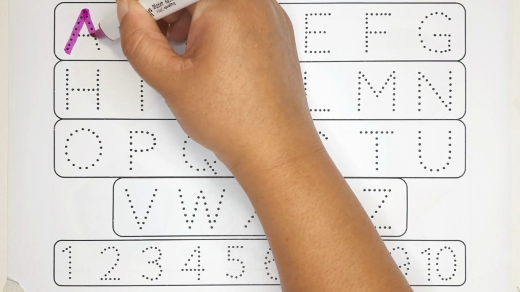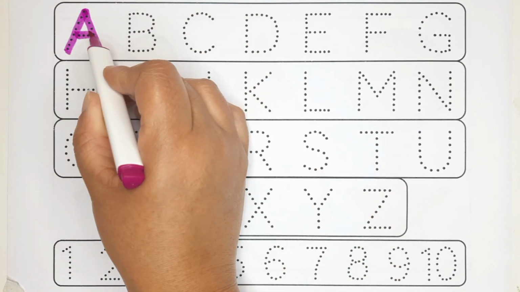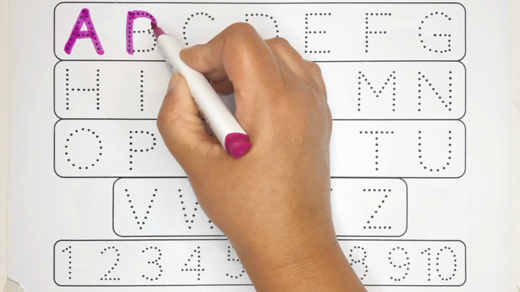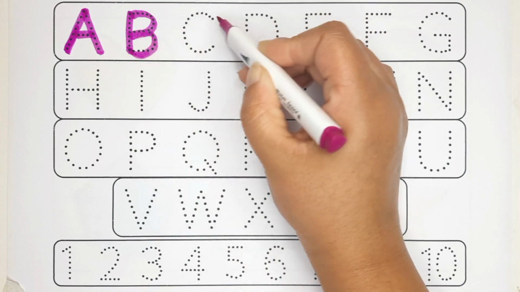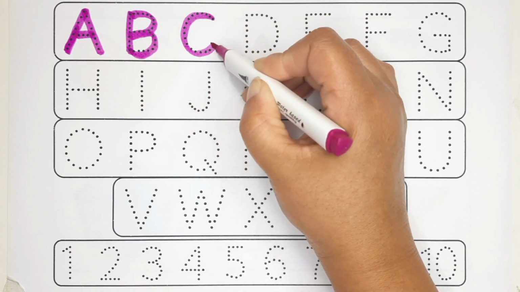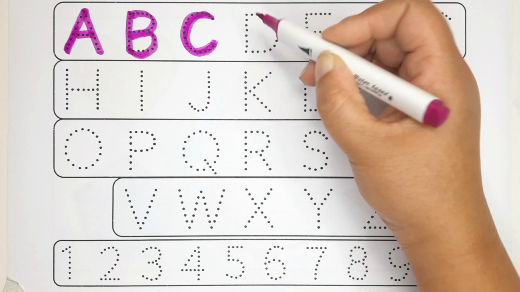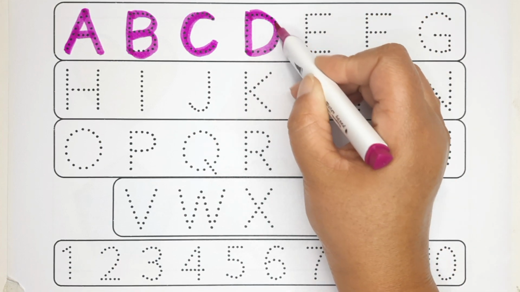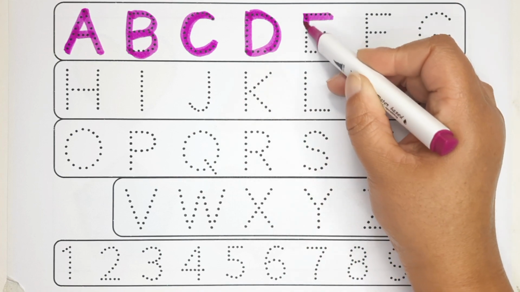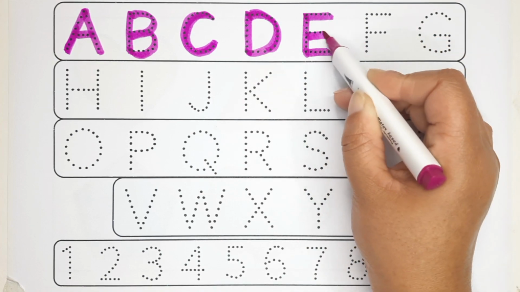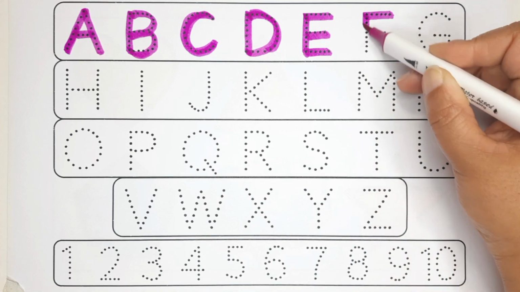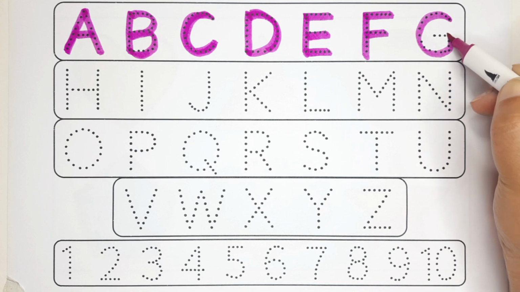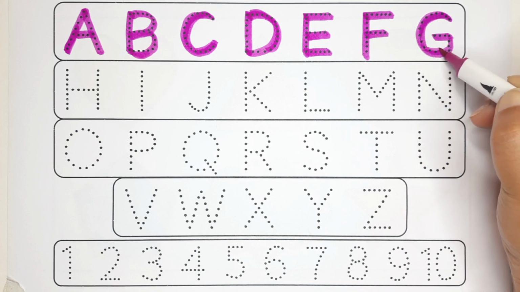A for arrow, B for bag, C for crocodile, D for dolphin, E for elephant, F for fish, G for goat.